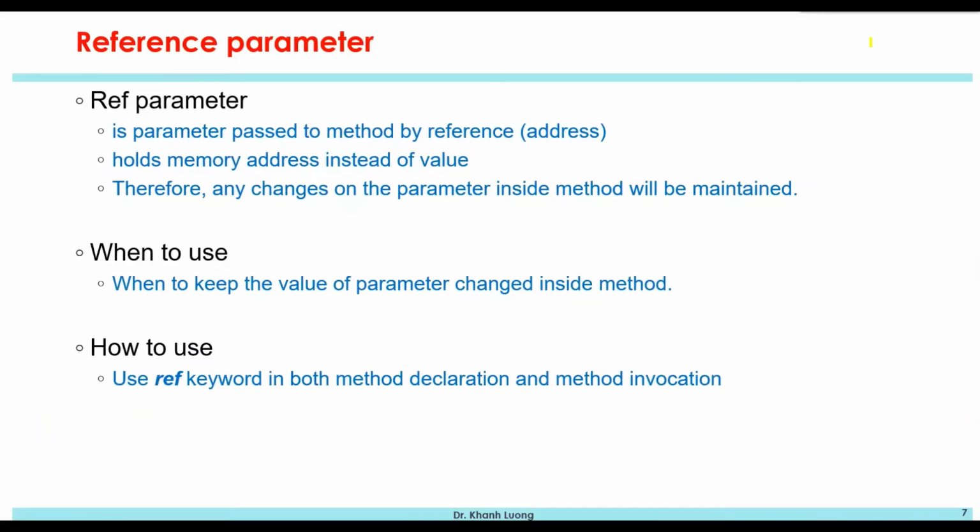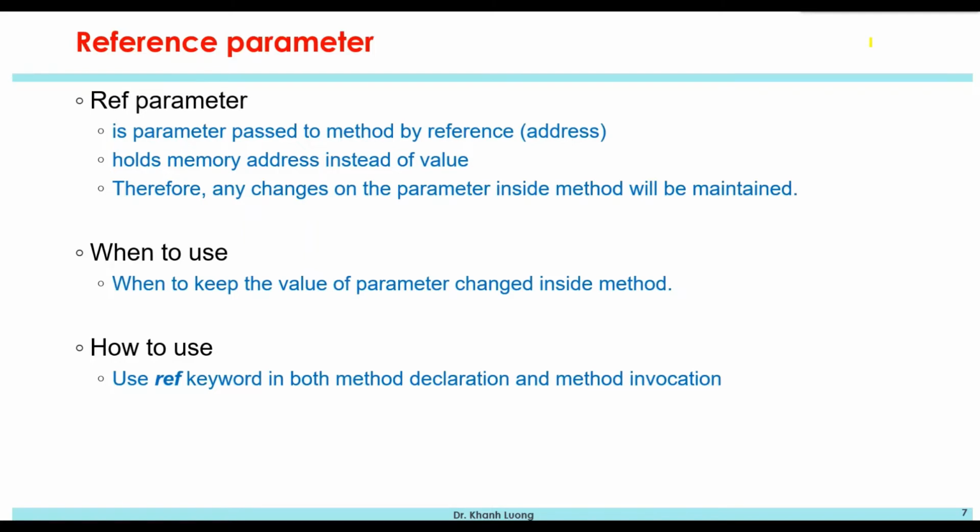Reference parameter. It is the parameter that is passed to a method by reference or address. It holds a memory address instead of a value. Therefore, any changes to the parameter inside the method will be maintained. So we use a reference parameter when we want to keep the value of a parameter that changes inside the method.